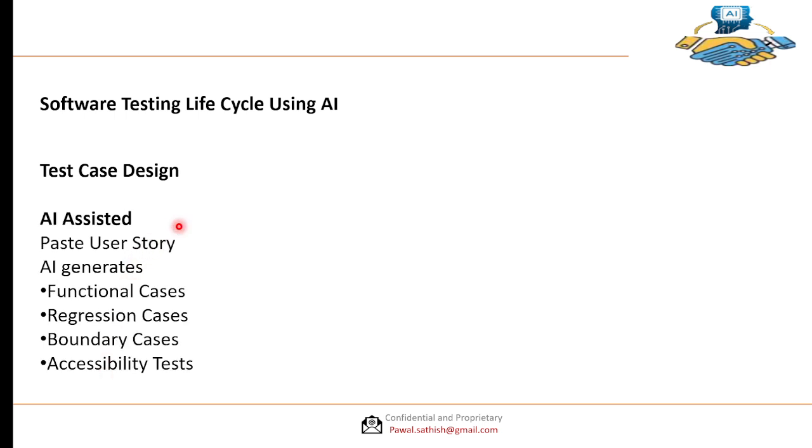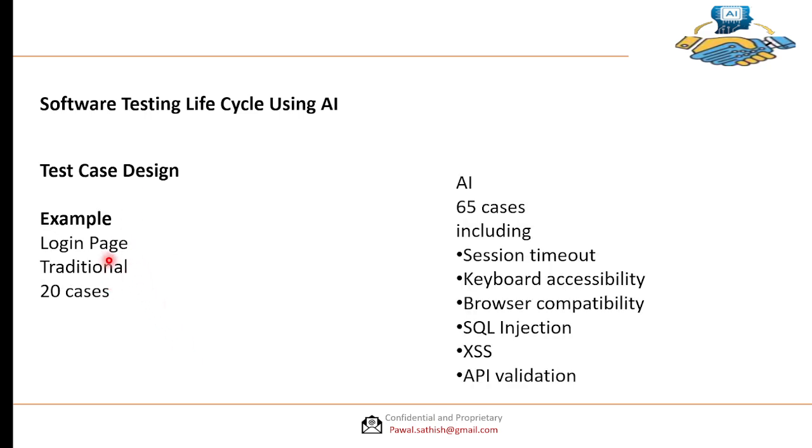But using AI, the AI assistant will just fetch the story and generate the functional cases, regression cases, boundary cases, and accessibility tests. All these cases are generated by AI. Then, as QA, we need to review them and add them into our test case management tool. Here I gave an example: for a login page, traditional QA will write 20 cases, whereas AI suggests 65 cases, including keyboard accessibility, browser compatibility, escalation, XSS, API validation, and session timeout.